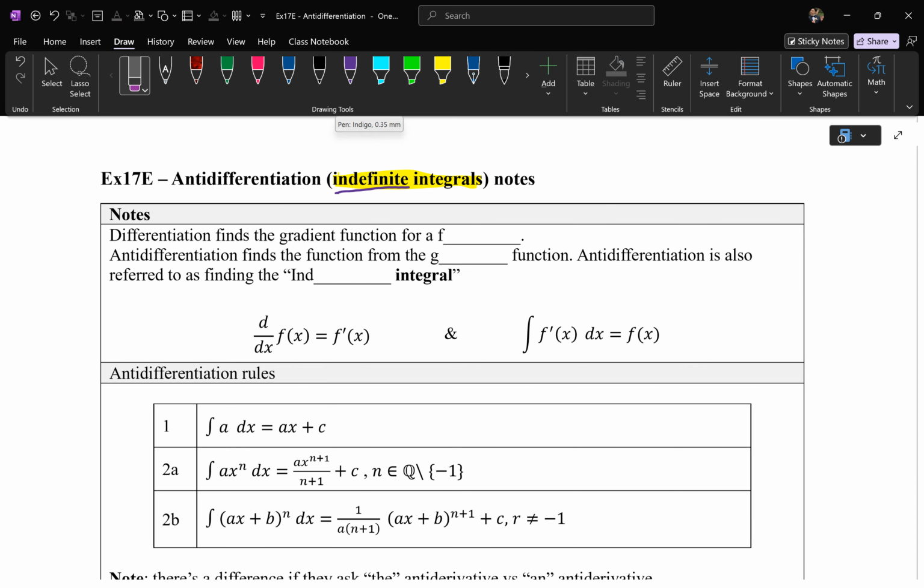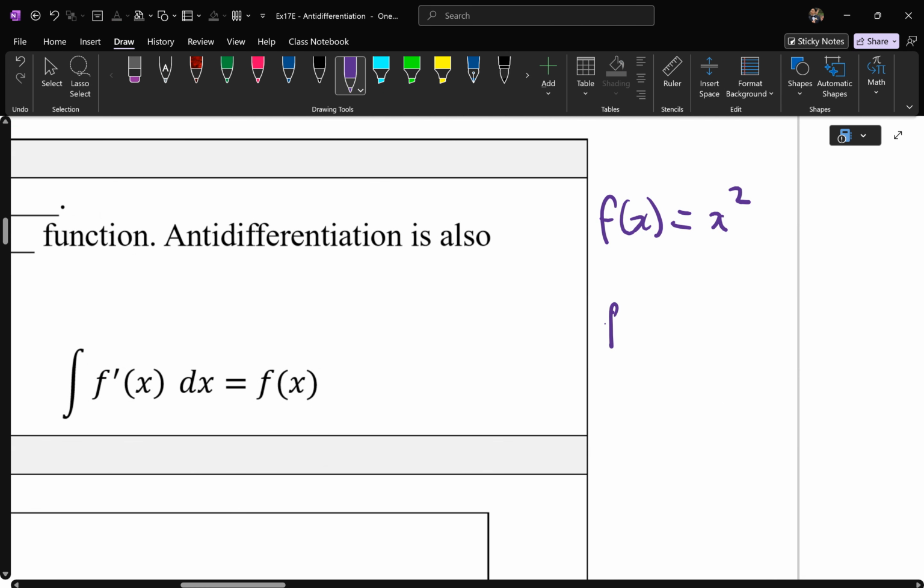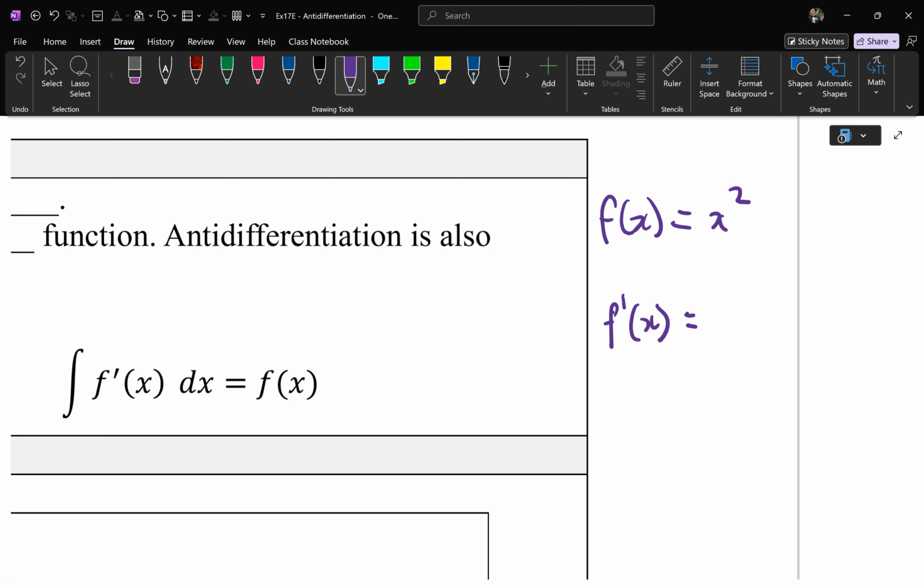Well, here's the logic then. If I gave you f of x is equal to x squared, let's see if you know your power rule. What is the derivative of x squared? Can I please have Milena? Derivative of x squared is 2x. Very good. So this is called deriving. So derivative goes forward. But if you want to go backwards, that's what we're doing today.